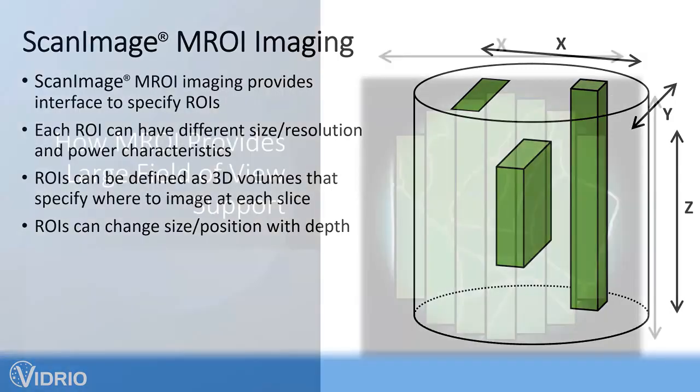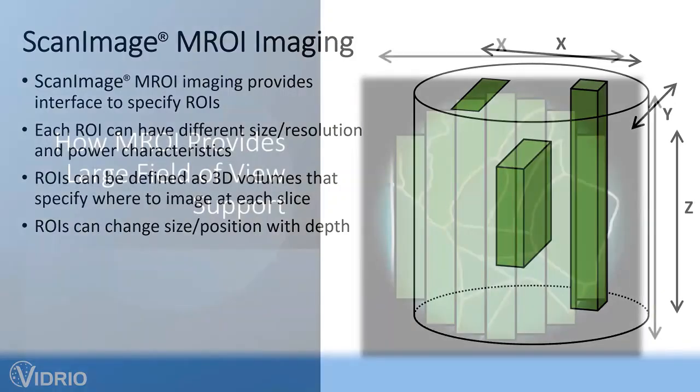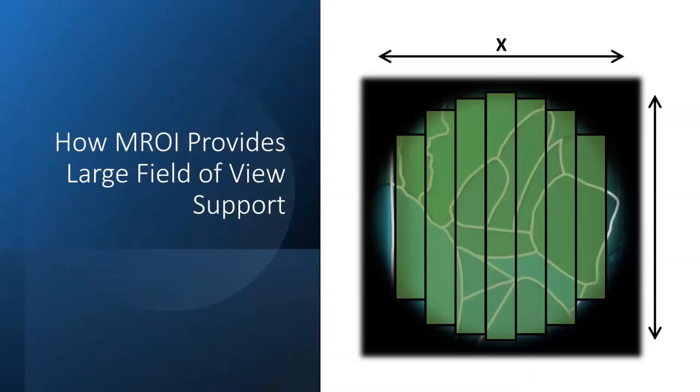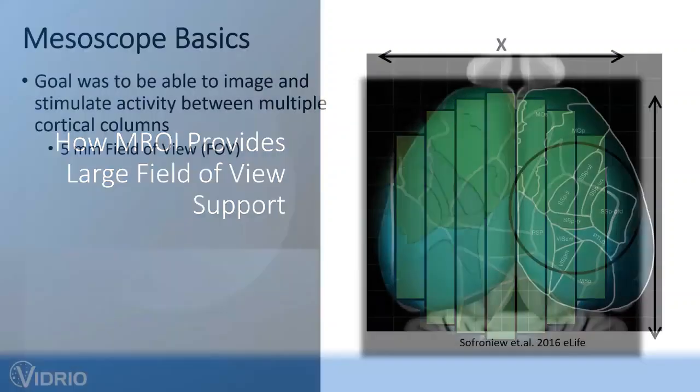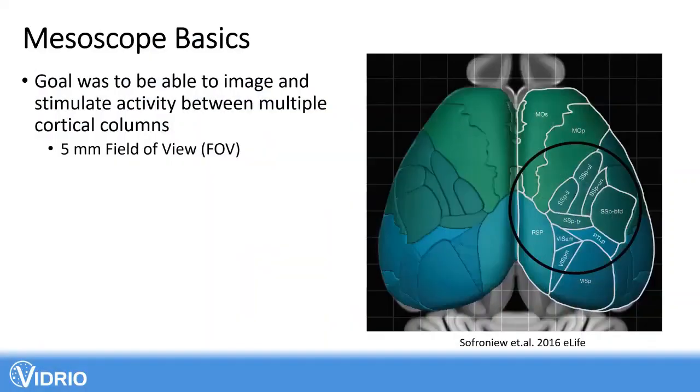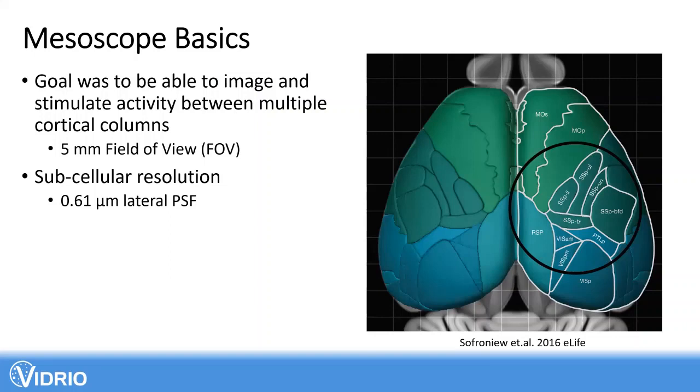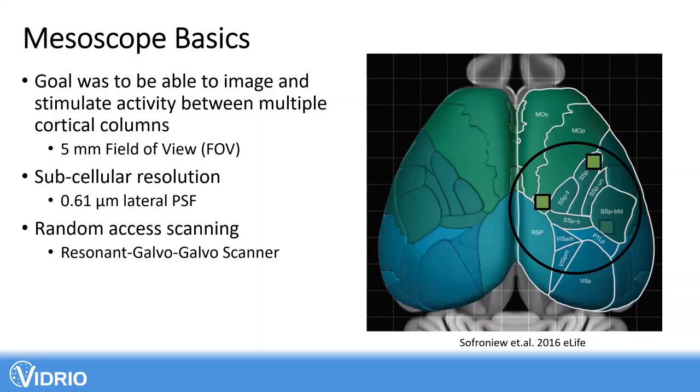One of the really big applications of this was on large field of view microscopes. Here I'm going to highlight Nick Sofroniou's mesoscope work in Carl Svoboda's lab. The goal was to be able to image and stimulate activity across multiple cortical columns. There's a 5 millimeter field of view in this microscope with a special objective. They wanted subcellular resolution with a 0.61 micron lateral point spread function, and they needed random access with a resonant galvo-galvo scanner approach.